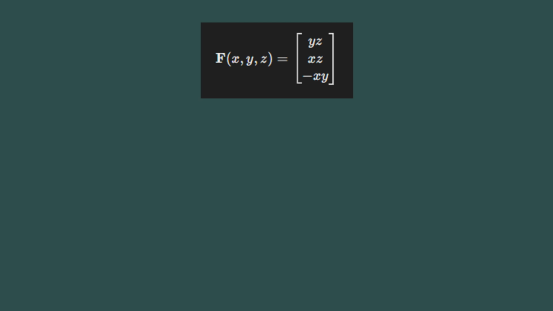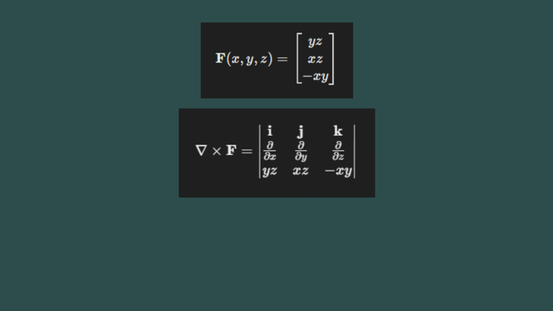Consider a vector field where the x component is y times z, the y component is x times z, and the z component is negative x times y. This field introduces interactions between all three dimensions, creating regions with non-zero curl, making it a great candidate for understanding rotational tendencies in 3D. The formula for the curl in 3D is given as the determinant of a 3x3 matrix.